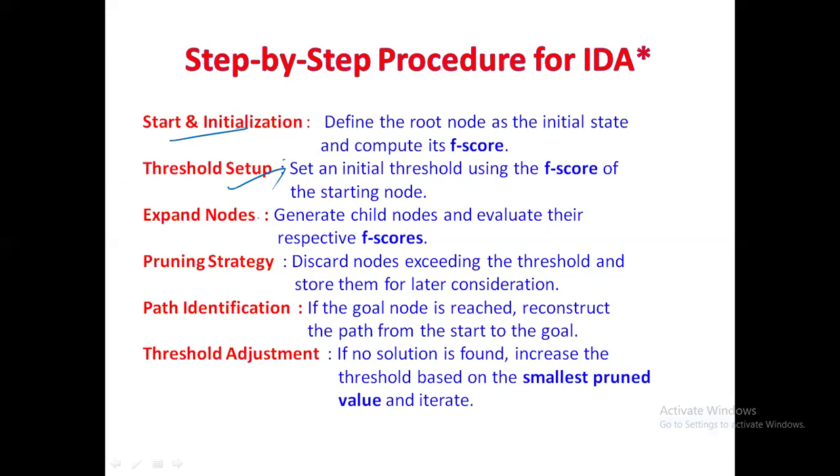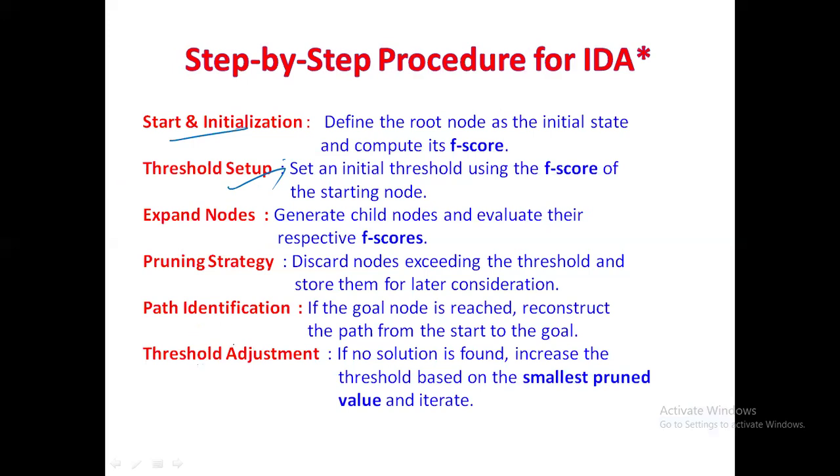The next child nodes are generated and their respective F scores are evaluated during the node expansion phase. Nodes that exceed the threshold are discarded through the pruning strategy, while they are stored for later consideration. If the goal node is reached, the path identification step reconstructs the path from the start node to the goal node.